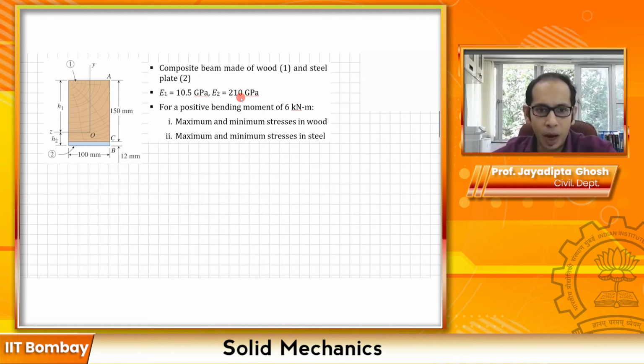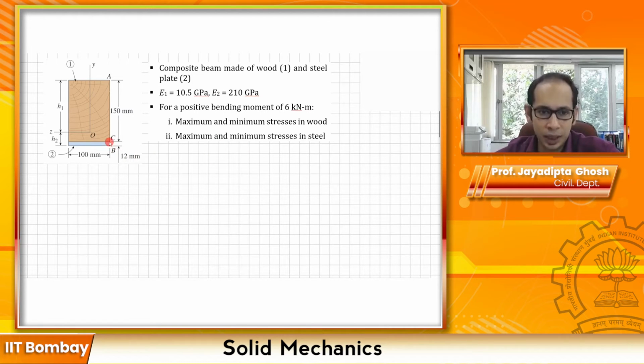And the problem asks you to find, given that this beam is subjected to a 6 kilonewton meter positive bending moment, so sagging, right? Now you have to have a bending moment to have stresses, otherwise you will not have stresses. So for a positive bending moment of 6 kilonewton meter, what are the maximum and the minimum stresses in the wood? We can roughly tell the maximum and the minimum is compression. If it's sagging, the top part will be in compression, and this interface over here will be in tension, where we'll have the maximum stresses. And similar for the steel.